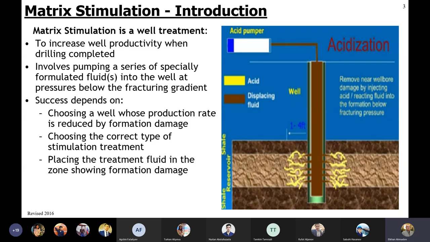for example, to remove the effect of mud filtrate on the near wellbore zone permeability, and it involves pumping a series of specially designed fluids with various chemical compositions, depending on the type of damage, type of reservoir rock or lithology, and it is injected under fracturing pressure.